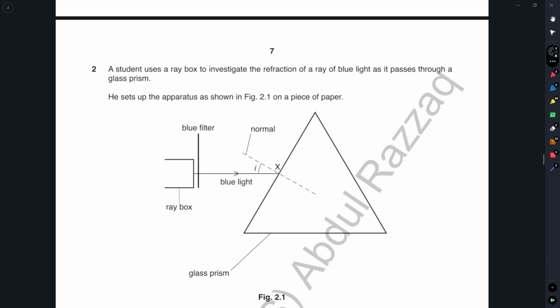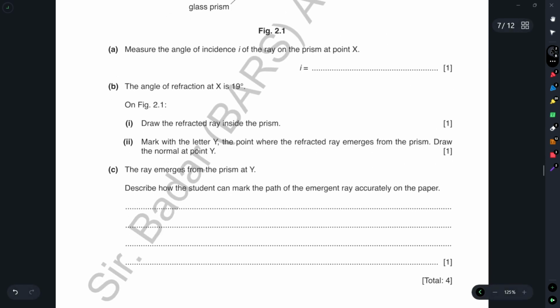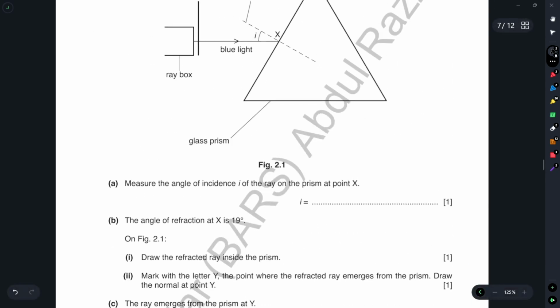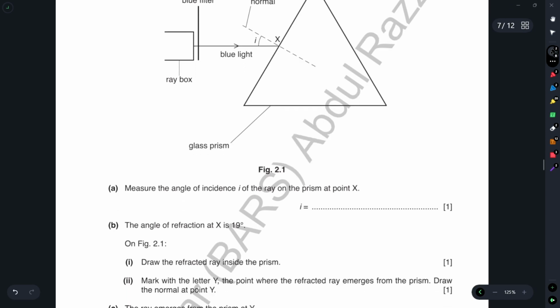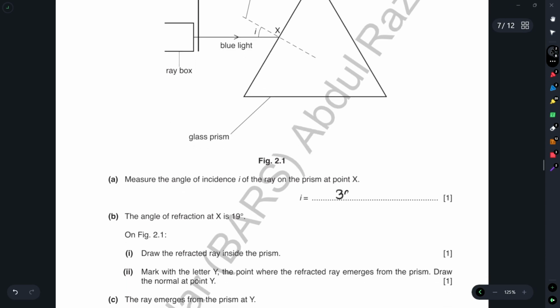A student uses a ray box to investigate the refraction of a ray of blue light as it passes through the glass prism. Blah blah blah. ठीक है. Measure the angle of incidence. तो looks like 30 degrees to me. ठीक है. So 30 degrees के आसपास. जाहिर सी बात है, you're going to have a protractor. तो आपको जो है वो protractor मिला, आपके पास होगा protractor. So you can use the protractor to figure out the exact angle.